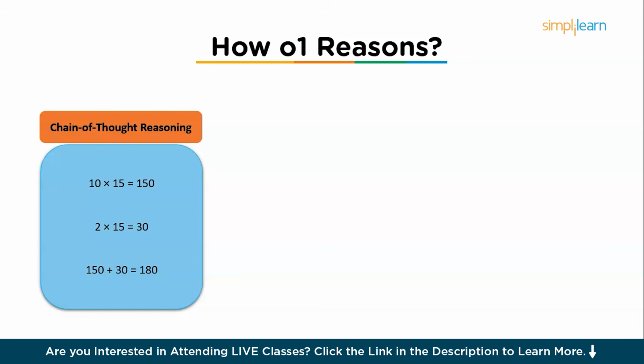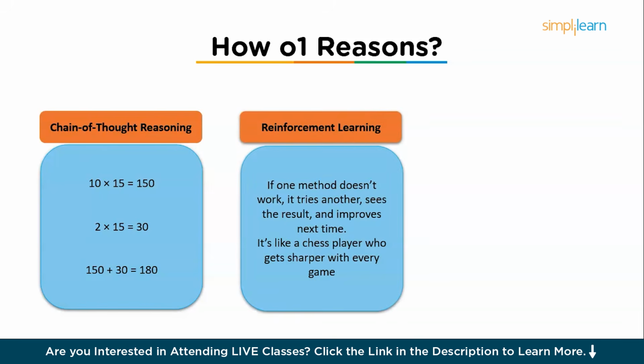So let's now move on to the next, that is reinforcement learning. O1 gets better over time by learning from success and failure, just like a person. If one method doesn't work, it tries another, sees the result and improves next time. It's like a chess player who gets sharper with every game.